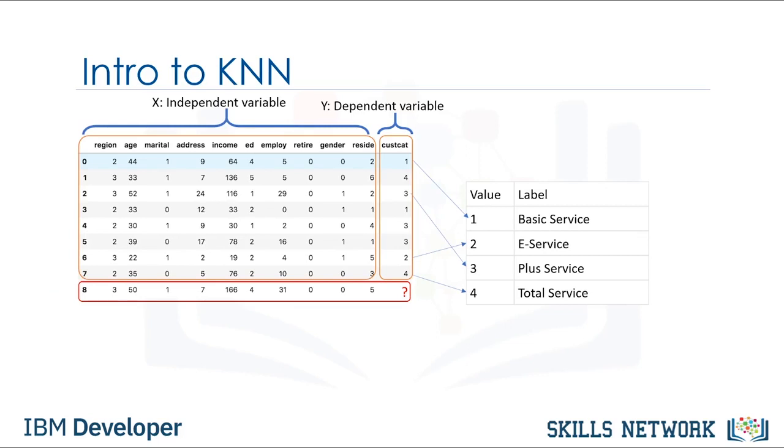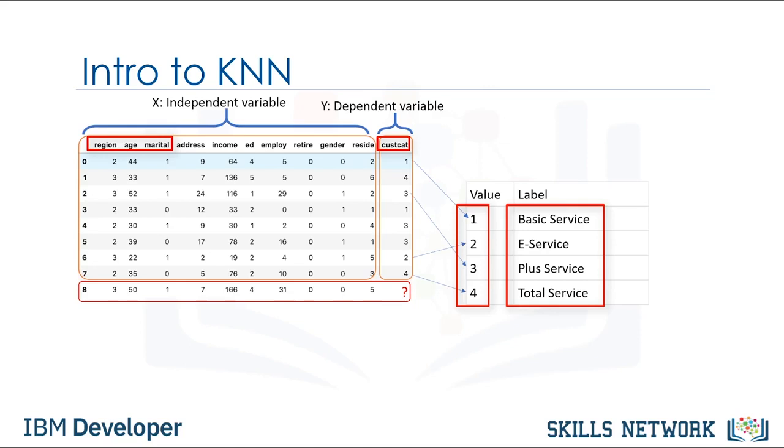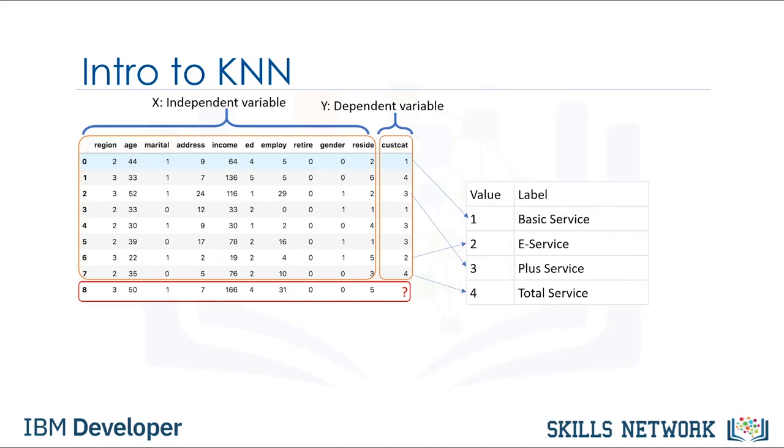The example focuses on using demographic data such as region, age, and marital status to predict usage patterns. The target field, called custcat, has 4 possible values that correspond to the 4 customer groups, as follows: basic service, e-service, plus service, and total service. Our objective is to build a classifier, for example, using the rows 0 to 7 to predict the class of row 8. We will use a specific type of classification called K-Nearest Neighbour.